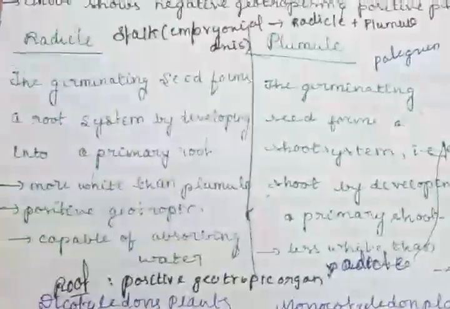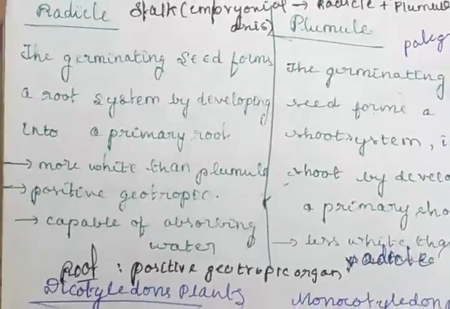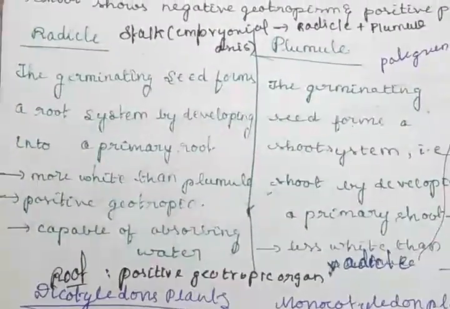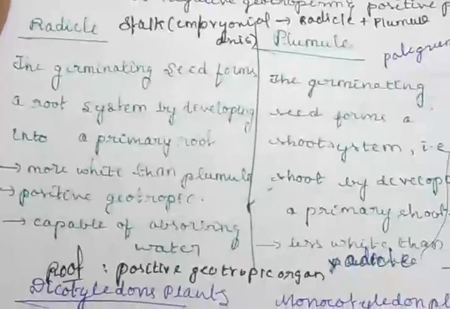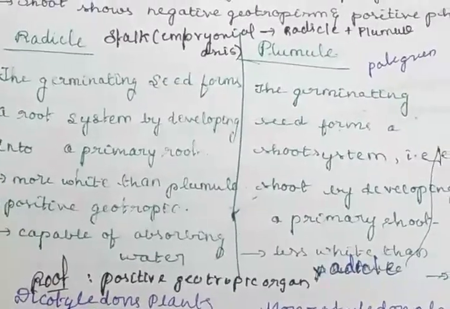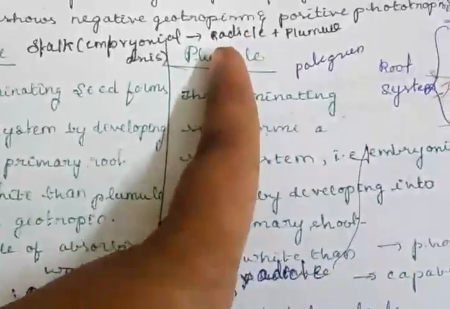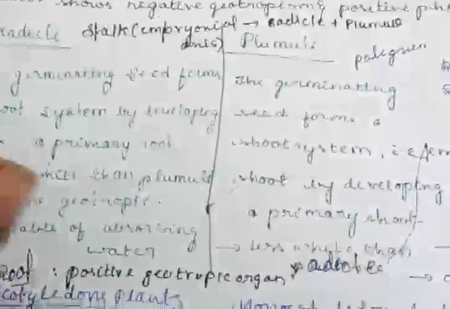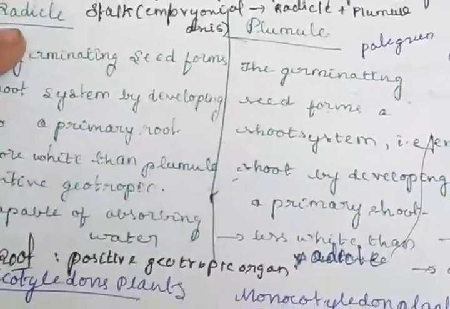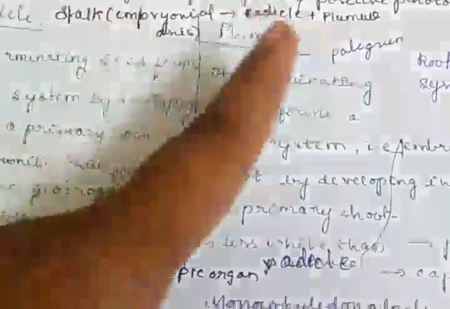Now, radicle and plumule. What is radicle and what is plumule? The germinating seed forms a root system by developing into a primary root. Germinating seed means when we sow a seed in the soil, it first forms a root system by developing into a primary root. That contains a stalk-like structure, the embryonal axis. This embryonal axis consists of two parts, radicle and plumule. The root system of this embryonal axis is called radicle, and the shoot system of this embryonal axis, the stalk-like structure, is called plumule.